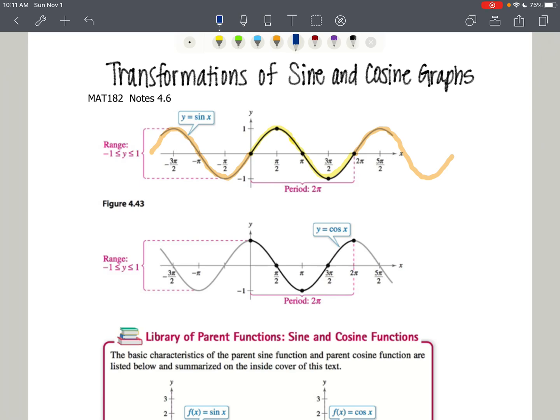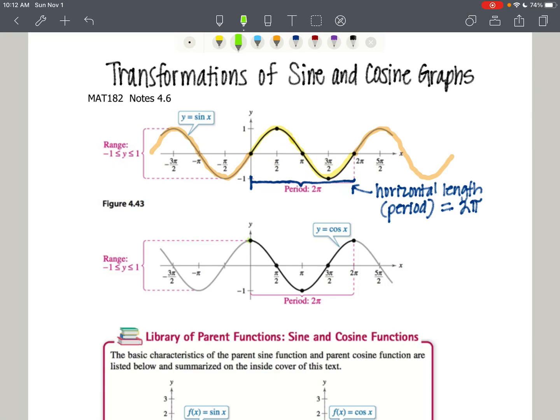And in this case, the period is 2 pi. So that means the horizontal length, which is the definition of the period, which is the period, is equal to 2 pi. And the period equaling 2 pi is going to be common with your parent function for your sine curve and your cosine curve.